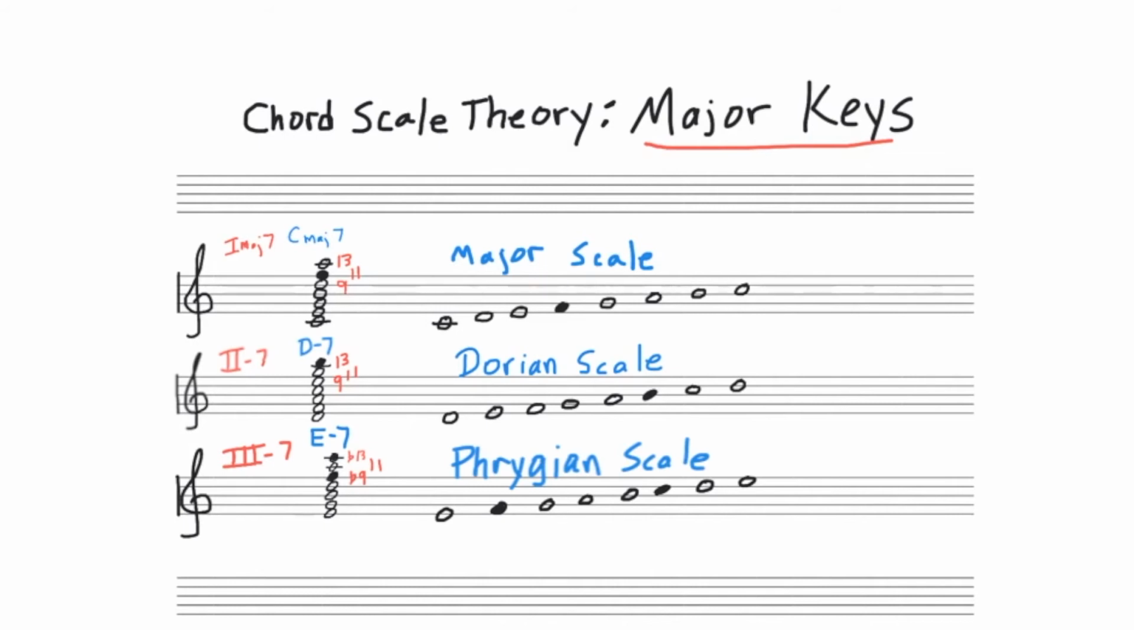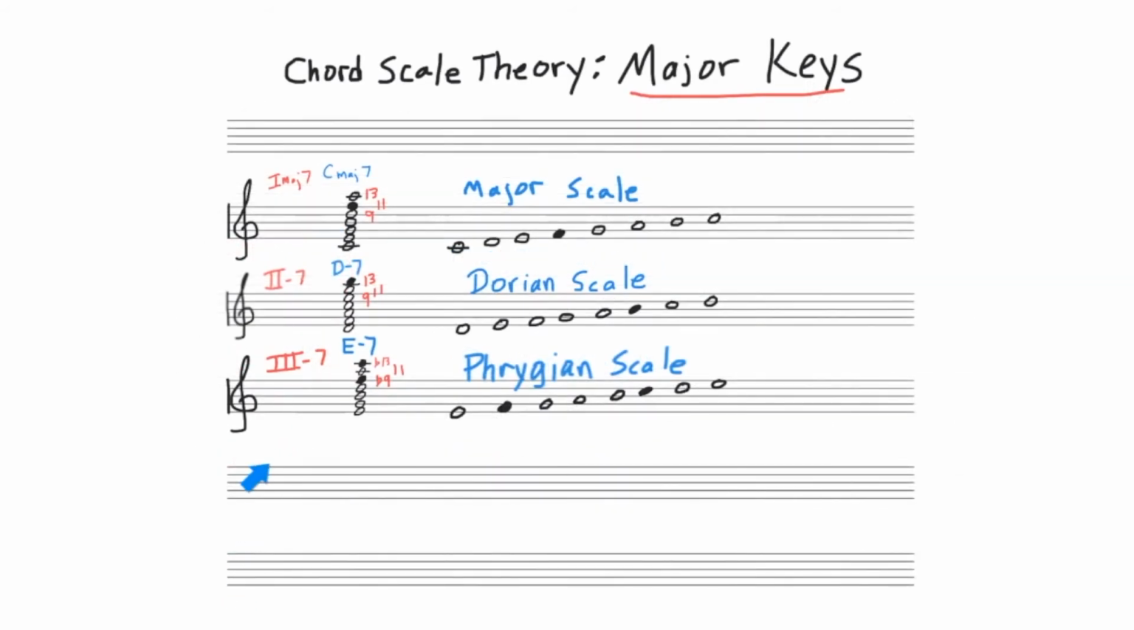The Phrygian chord scale is the scale that corresponds to a 3 chord in a major key. Next we will move on to the 4 chord. This is an F major 7 chord in the key of C.